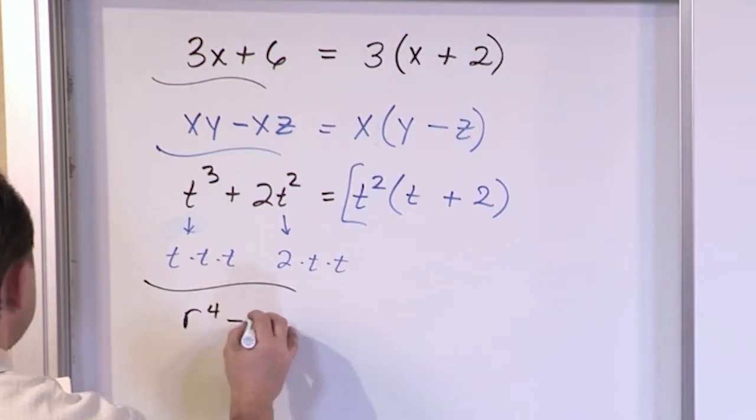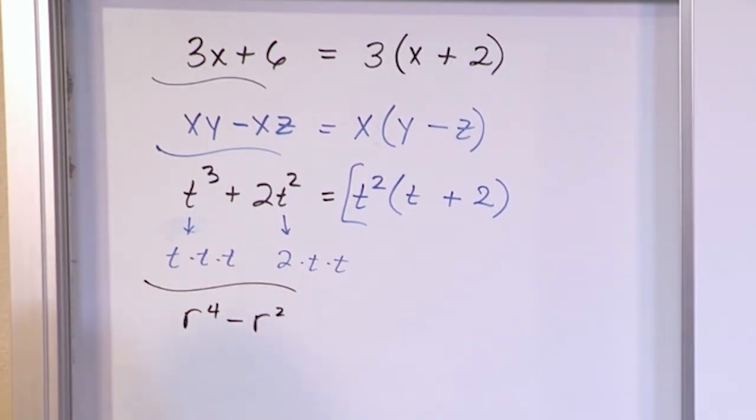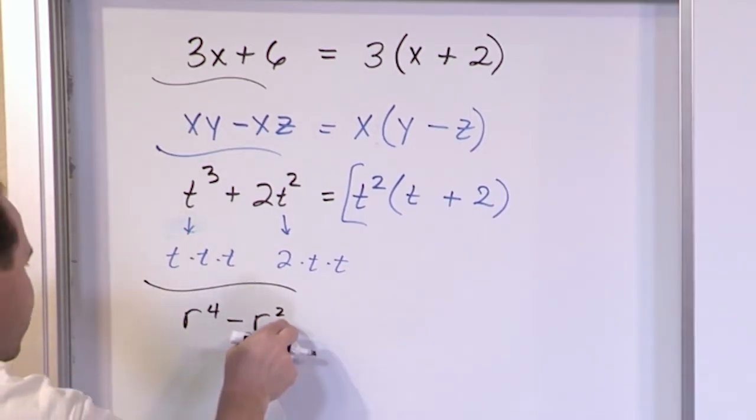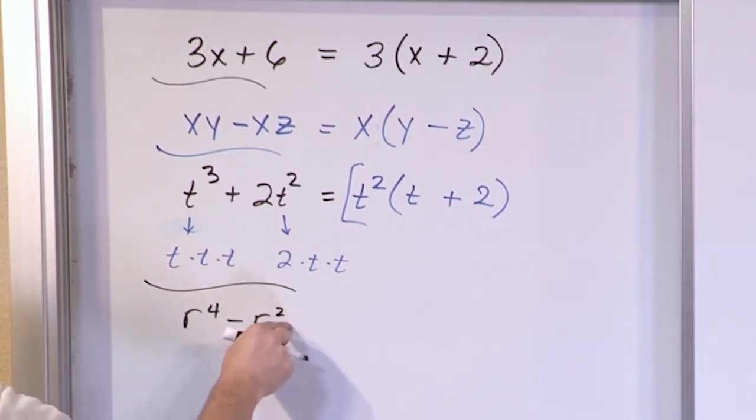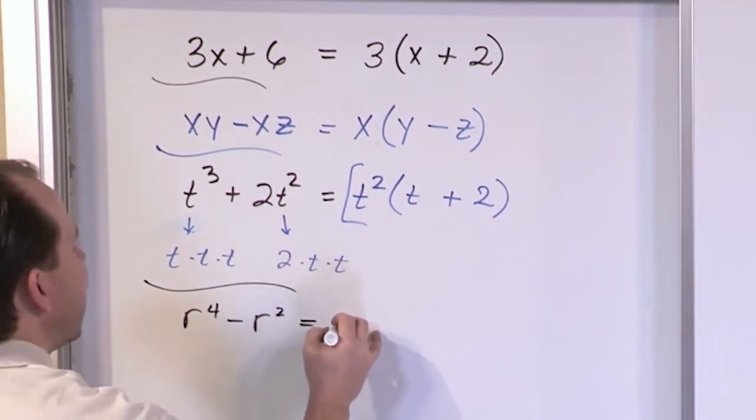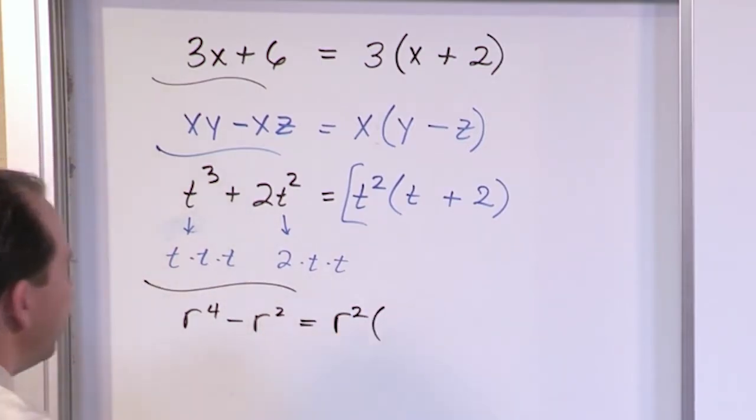So r to the 4th minus r squared. What would you factor out here? Well, we can see that there's an r here, common in both terms, but how many r's? Here we have 2 r's. Here I have 4 r's. So I know that I have at least 2 r's common here, and I have 2 r's that are also common to that guy. So I can pull out an r squared. I can pull out 2 of them.